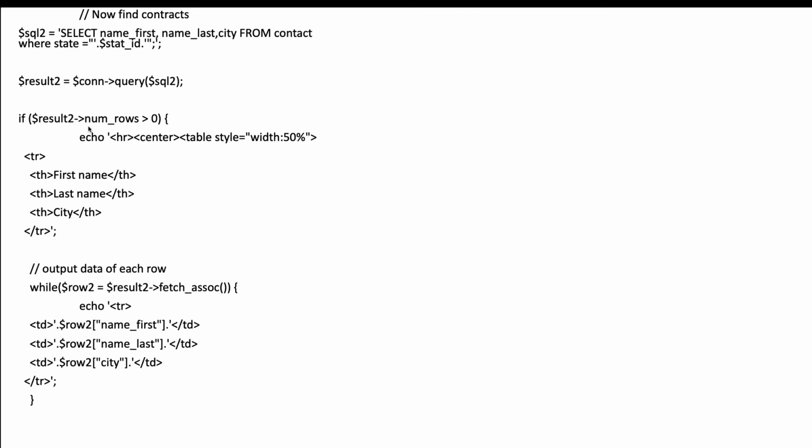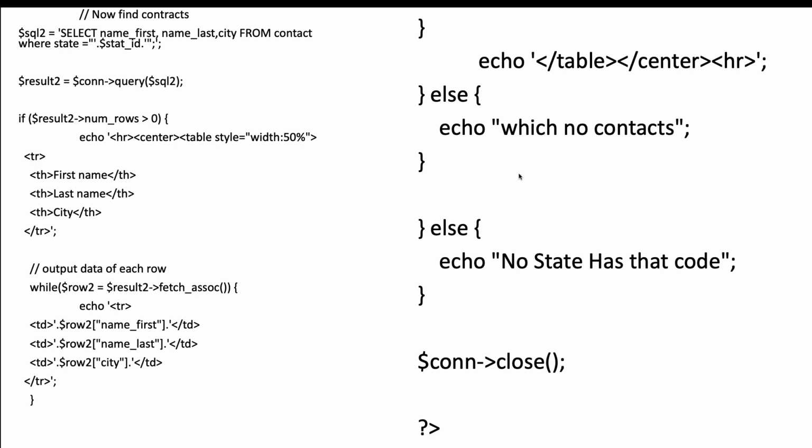and if we found some rows, we're going to make a table. We're going to put a heading on the table, and then do a while loop for each row we get back. We're going to write the entries for that table, and when we get out of the while statement, we're going to echo the end of the table HTML. Then we've got the error conditions if we didn't find any contacts or if we didn't have a state code. We're going to close the connection and we're done. So all we've done is generate the HTML we want in that div.